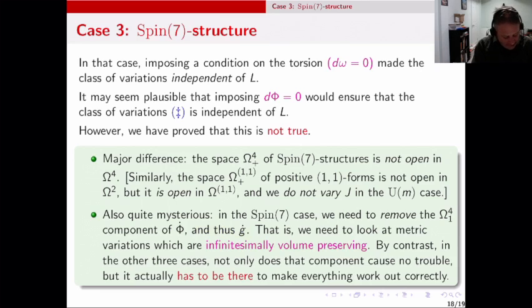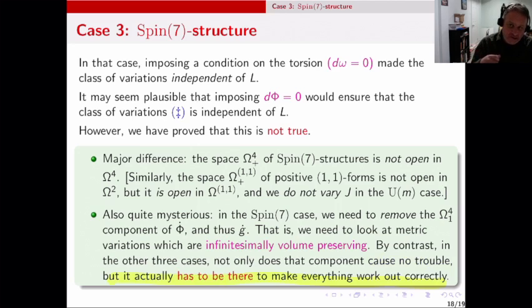What that means is that we need to look at metric variations which are infinitesimally volume preserving. And of course, not just any old infinitesimally volume preserving metric variation. It has to come from the 4 form in this complicated way. But contrast that with the other cases, especially the associative and the co-associative cases, because not only did the trace part of the metric variation not cause any trouble in those cases, but it actually has to be there to make everything work out correctly.